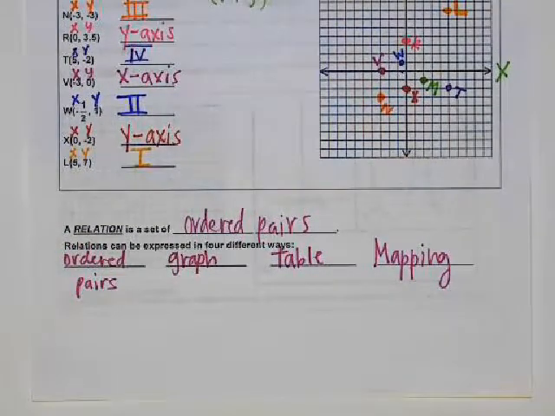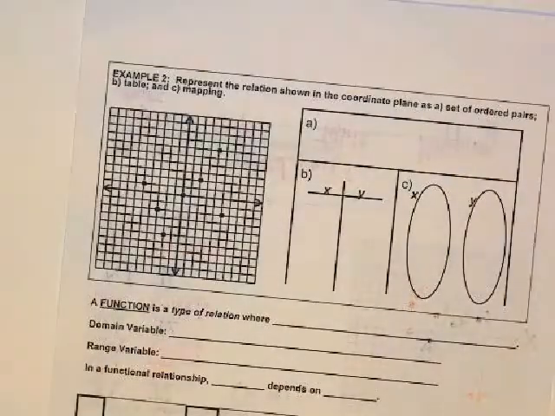Okay, flip it over. Looking at this problem, what information does it give us? It gives us the coordinates on a graph, right? So on the problem we just looked at, it gave us the ordered pairs. This one gives us the coordinates.